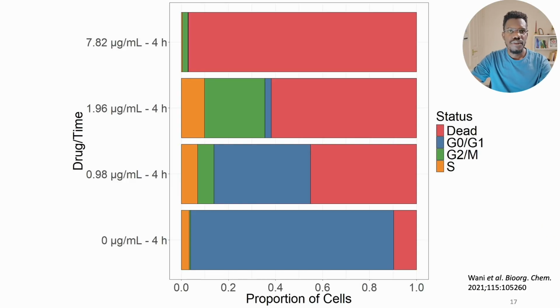This slide shows experimental data collected after 4 hours of exposure to varying concentrations of an oxidizing agent, as reported by Wan and colleagues. As we can see, as the concentration increased, two clear trends emerged. First, the proportion of the dead cells increased, and there was a progressive accumulation of cells in the G2/M phase of the cell cycle. These observations suggest that cell cycle arrest and cell death may be regulated independently rather than sequentially.